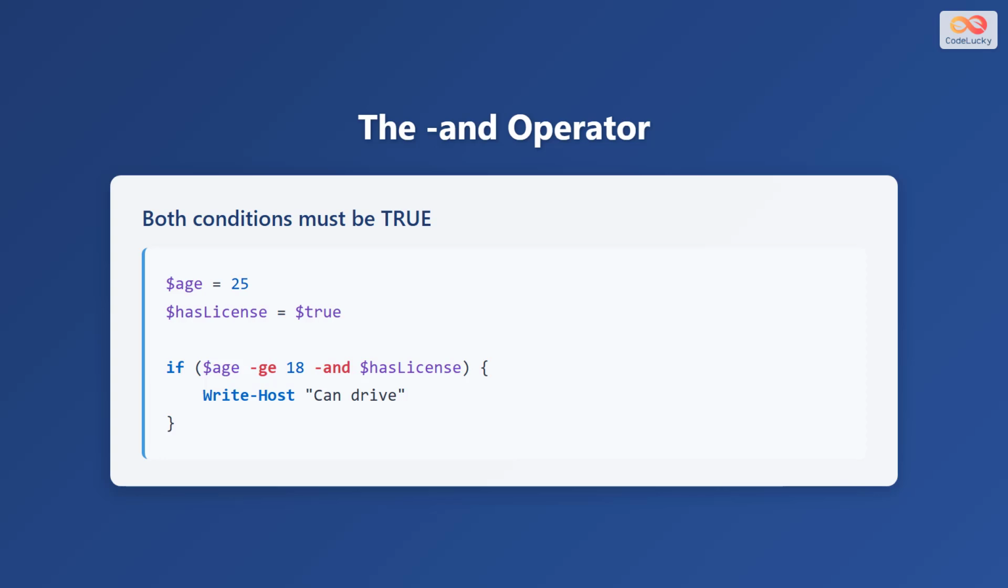Let's start with the -and operator. This operator requires both conditions to evaluate to true for the entire expression to be true. In this example, we have 2 variables. Age is set to 25 and hasLicense is set to true. The if statement checks whether age is greater than or equal to 18 and whether hasLicense is true. Since both conditions are true, the message "can drive" will be displayed. If either condition were false, the code block would not execute. Use -and when you need all conditions to be satisfied simultaneously.